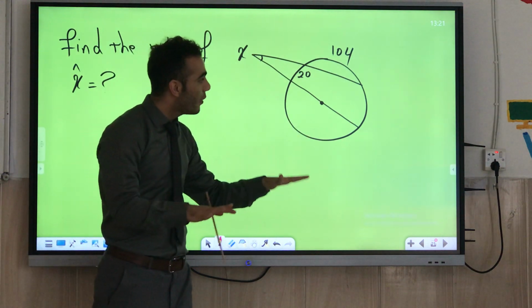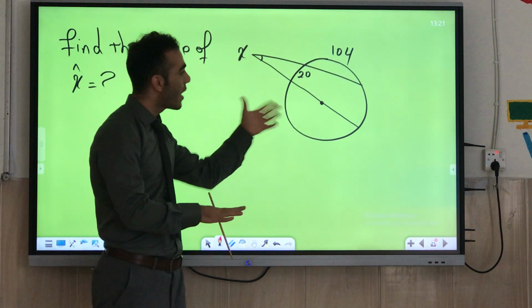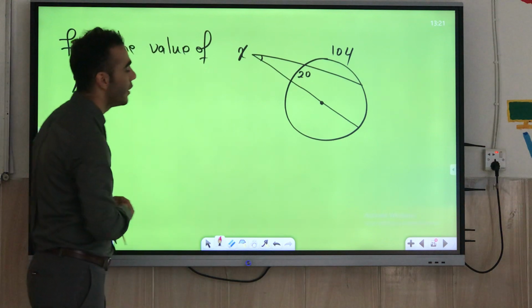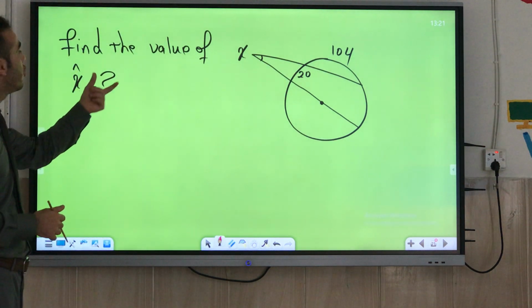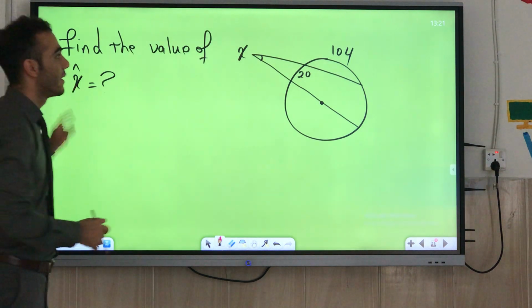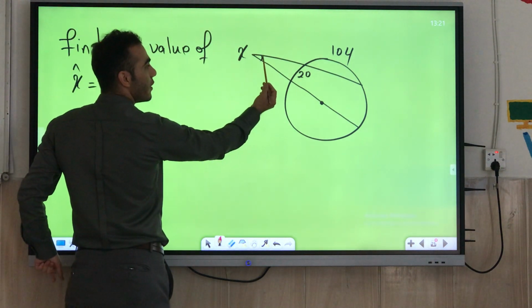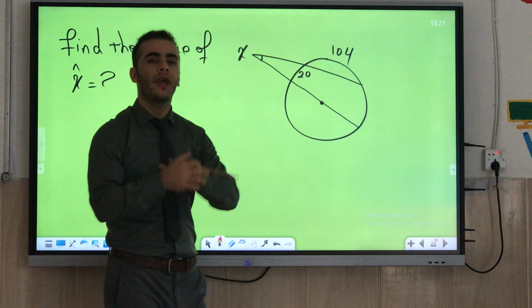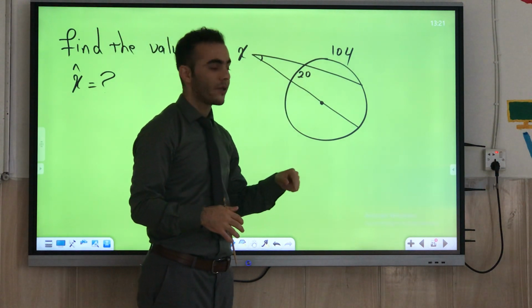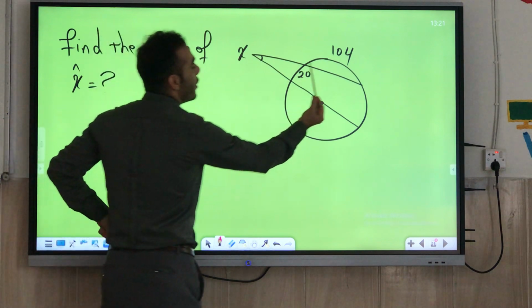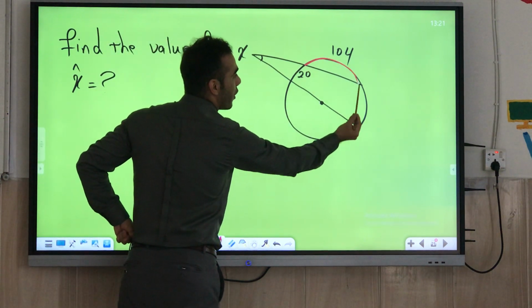So imagine right now it's the day of the math Nishtimany examination, and you are looking at this question. The question asks you to find the value of angle x. If you can see it, angle x is a kind of exterior angle. It's outside of the circle. So here, that arc is equal to 104.